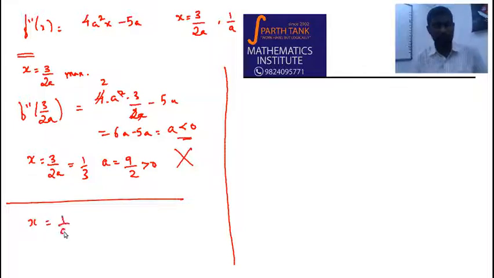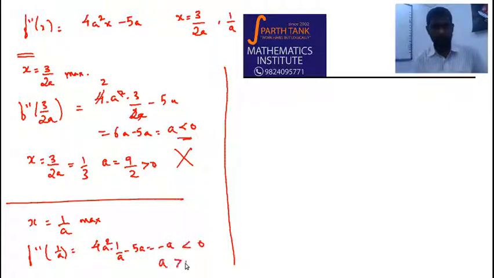x is equal to 1 by a can be the maximum point. In that case, f double dash of 1 by a will be the same expression here. 4a squared into 1 by a minus 5a will be minus a. If this is to be less than 0, a has to be positive for maximum, right? If a is positive, and we know that x is equal to 1 by 3 is the maximum, equating it to this, I get a is 3. Okay, so a is 3 is the value for our function.